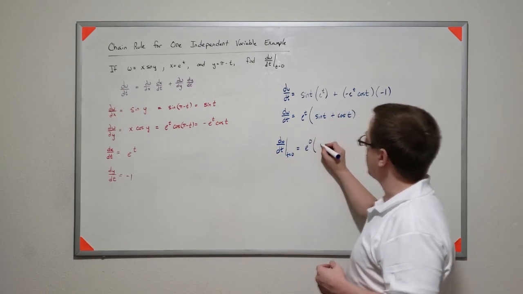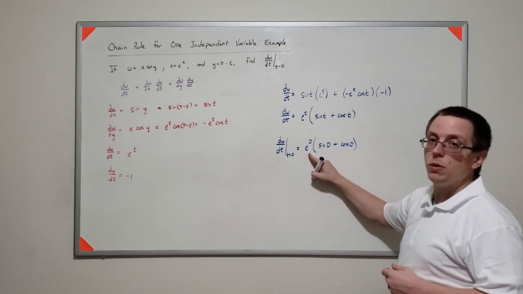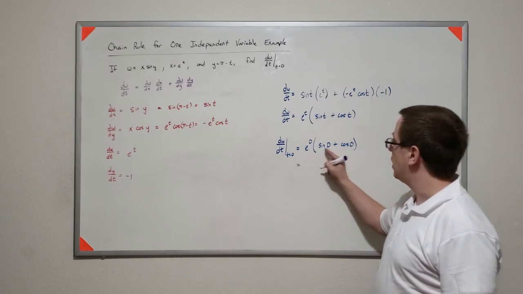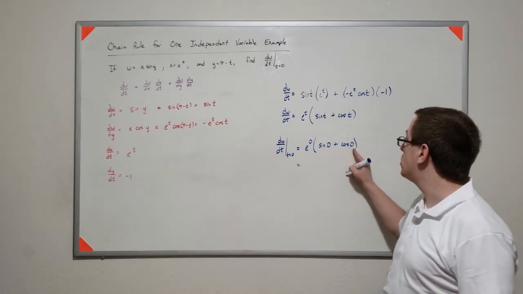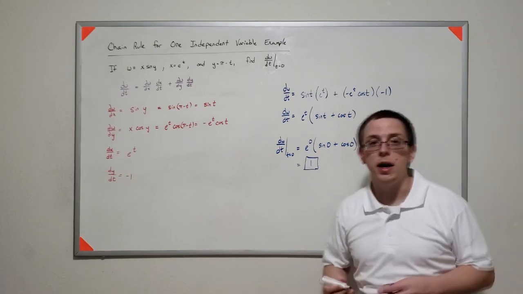So e to the 0, sine of 0 plus cosine of 0. So, e to the 0 is just 1. And sine of 0 is 0. Cosine of 0 is 1. So our final answer, after all that, is just 1.